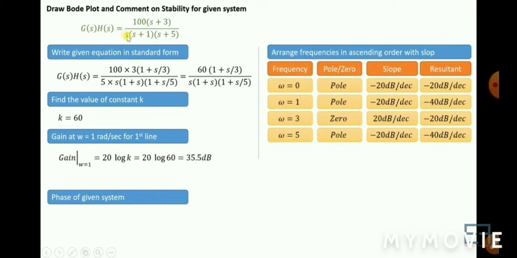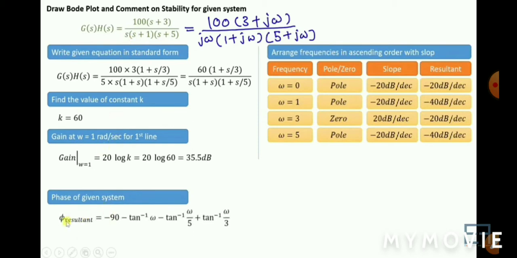Now, we will go for the phase angle table. The angle of G(s)H(s): the angle of 100 is 0. Before converting into angular form, s plus 3 will be written as 3 plus j omega. So s will be replaced by j omega: j omega, 1 plus j omega, 5 plus j omega.